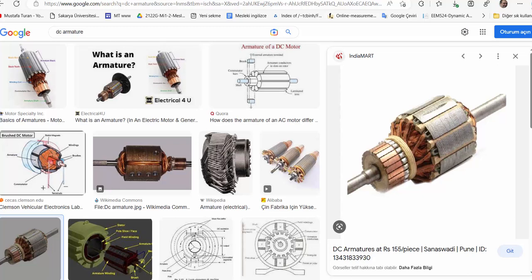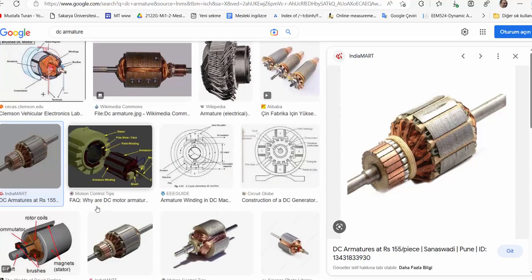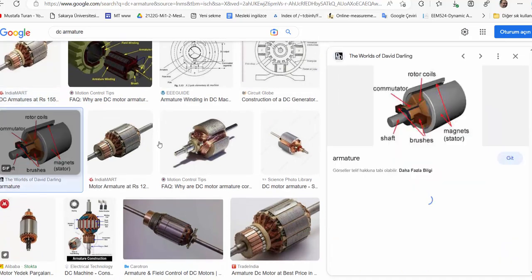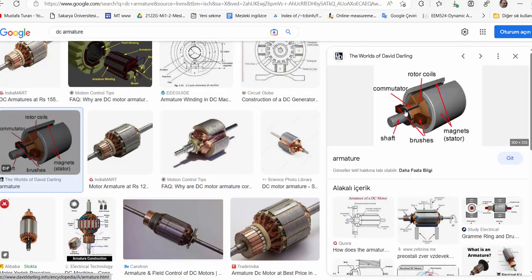That is the system part. The rotor induces the electromotive force and makes the energy conversion, so we call the rotor the armature. That system contains armature windings. Here you see some commutator segments, and there are brushes touching the commutator segments as you see here.